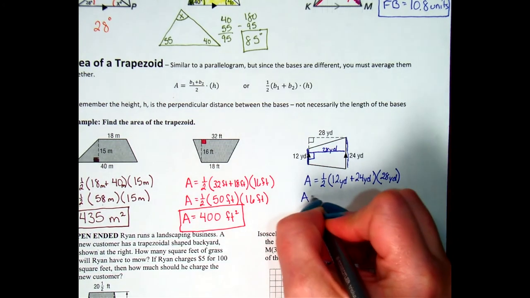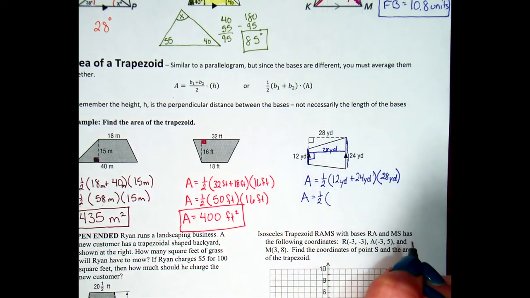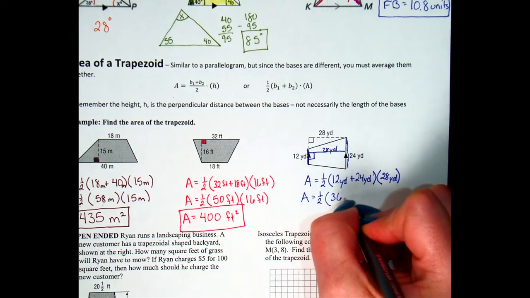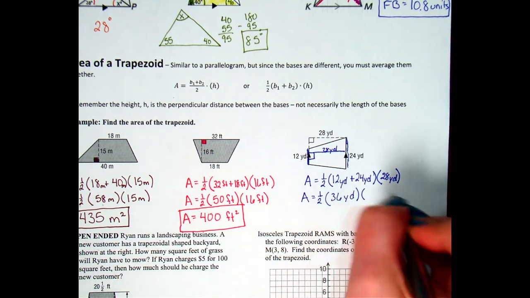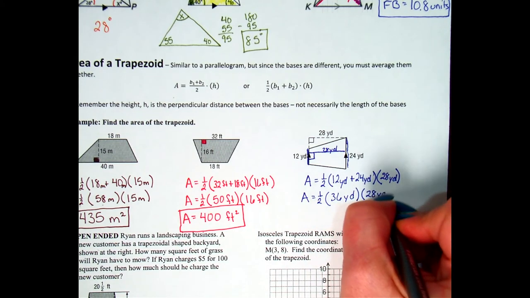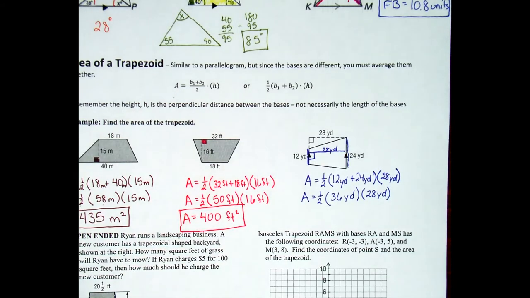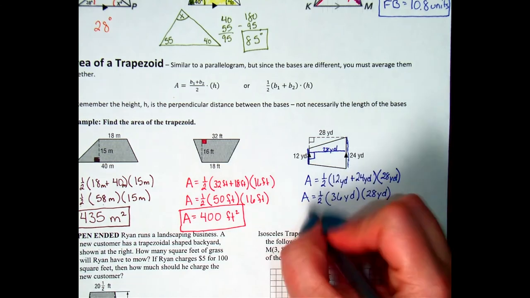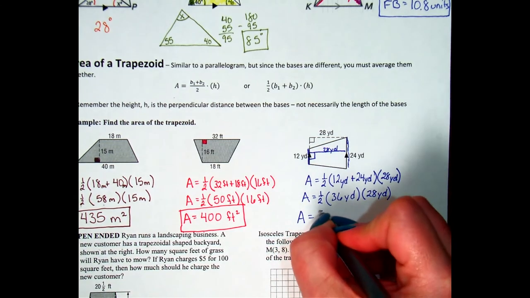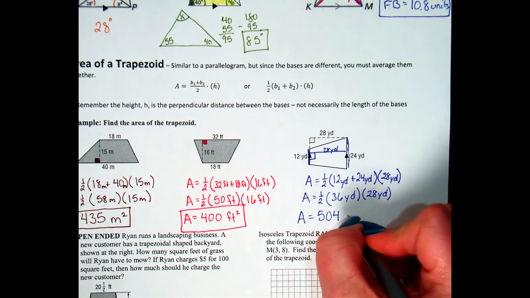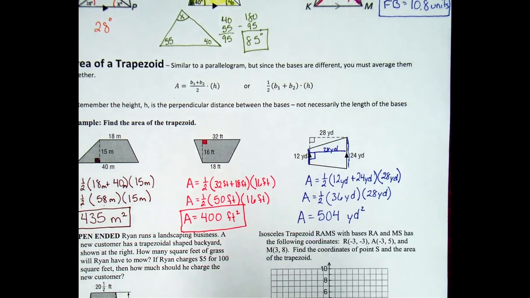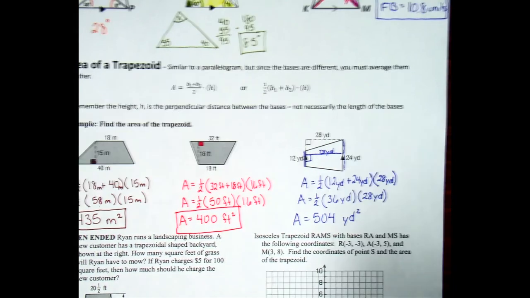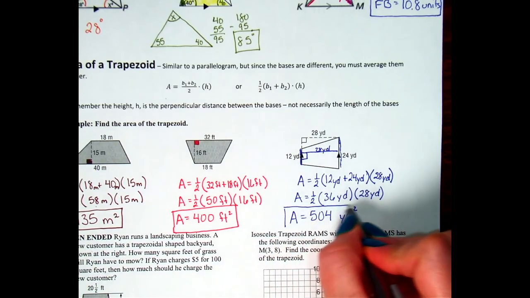Okay, so my area equals 1/2 of 12 plus 24 is going to be 36 yards times 28 yards. So again, however you want to multiply those together, 1/2 of 36 is 18 times 28 is 504. My area equals 504 square yards. Again, that square cannot go on the 504, it has to go on the yards.